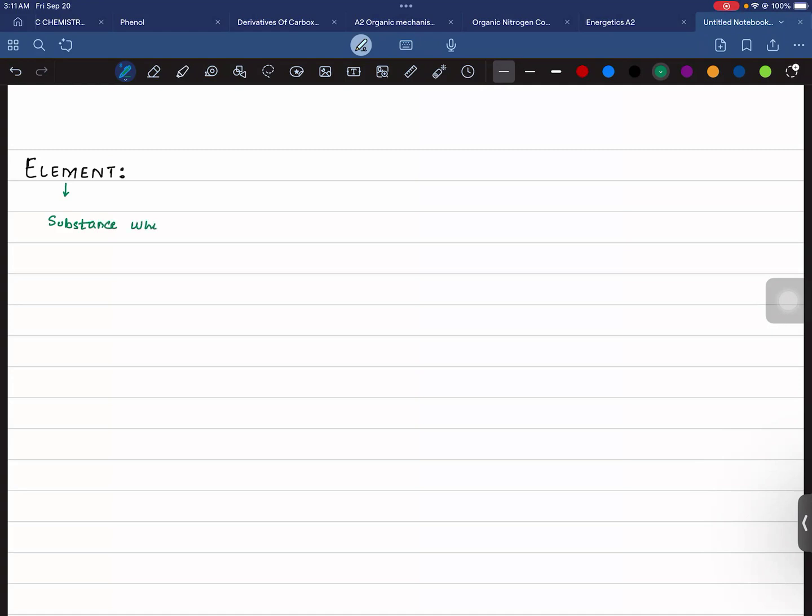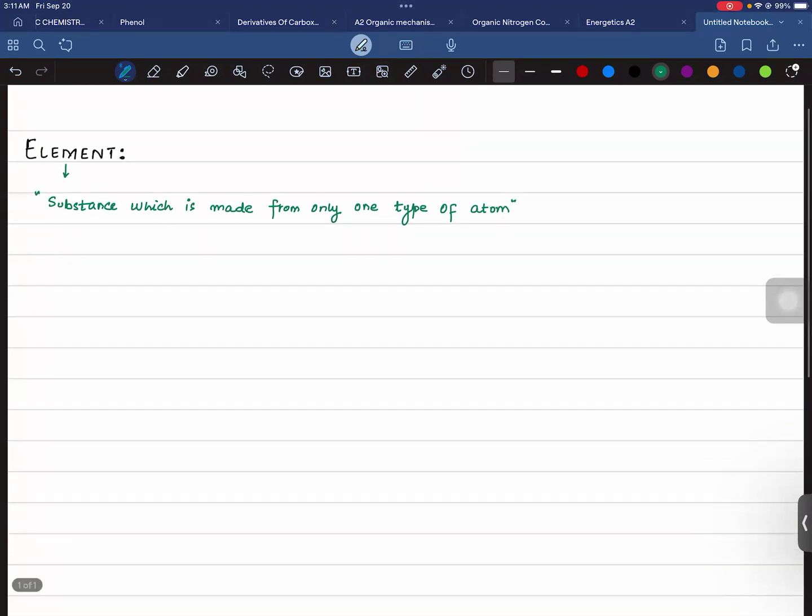The substance which is made from only one type of atom. Like let's suppose I have a piece of sodium in which I have atoms which would be the same.